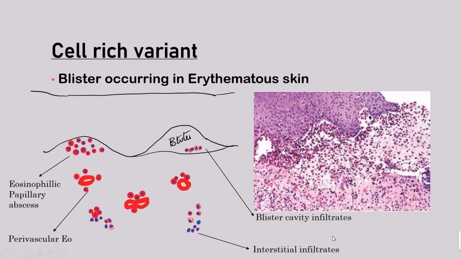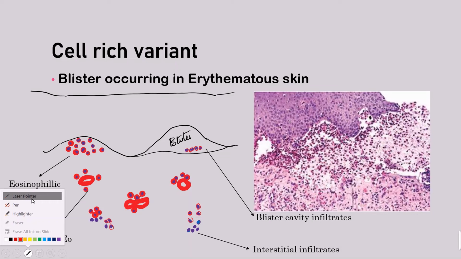Cell-rich variants, we have discussed in the clinical features, that is bullae in erythematous skin or non-erythematous skin. So cell-rich variants are the blisters occurring in the erythematous skin. There will be an eosinophilic papillary abscess and a blister formation with eosinophils and other lymphocytic infiltrates inside the blister, and there will be perivascular eosinophils, and there will be interstitial inflammatory infiltrates.